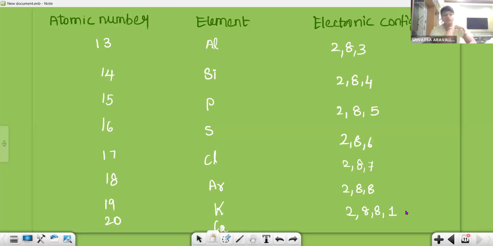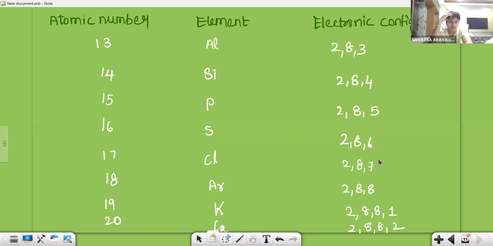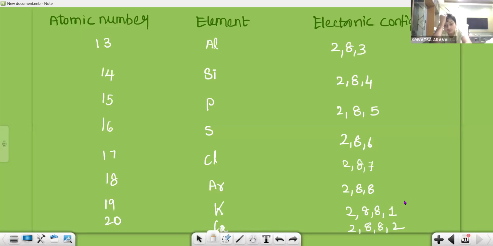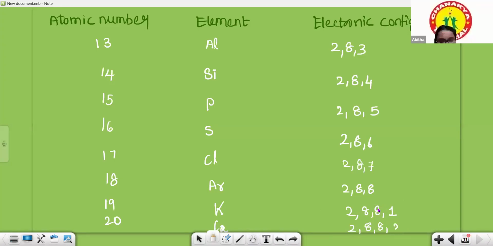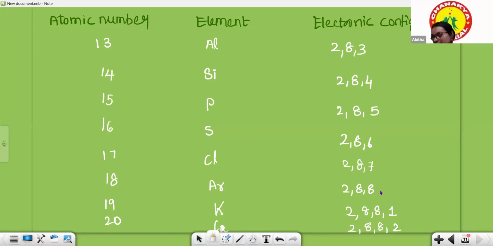I thought it should come like 2, 8, 9. No, you follow the octet rule. The octet rule means whenever a particular element has 8 electrons in its outermost shell, it is going to be very stable. So having 8 electrons is stable, so it doesn't want to make it 9. Because of that, it goes to the next level. Clear, Srivatsa?